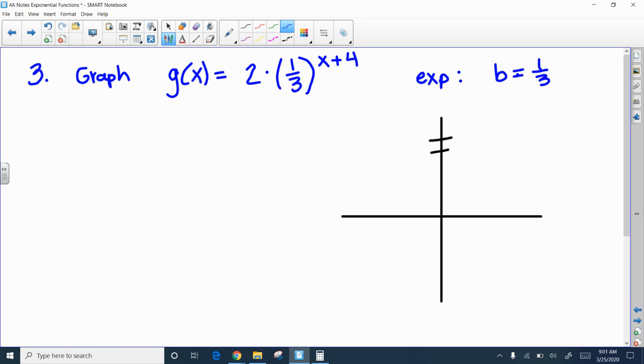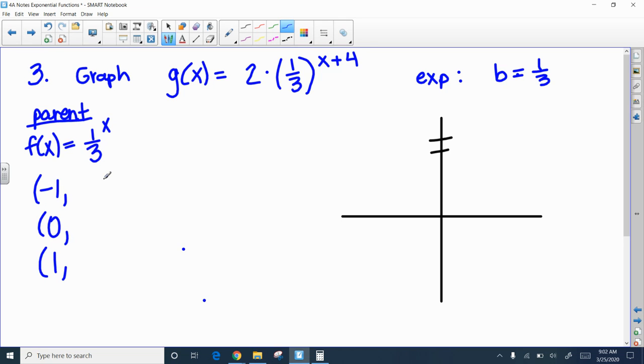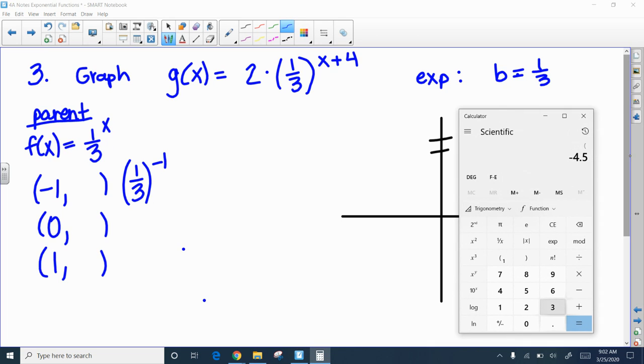So on any exponential function, any function that we're graphing with transformations, we need to find the parent function. Our parent function in this case is f of x equals 1/3 to the x power. This 2 is not part of the base. The 1/3 is the part to the power, so that's the base there. So like always, we use -1, 0, and 1 as our x values. And to find our outputs on our parent function, we're plugging them into the parent function. So this one would be 1/3 to the -1 power. If you don't feel like doing that by hand, just do it on a calculator.